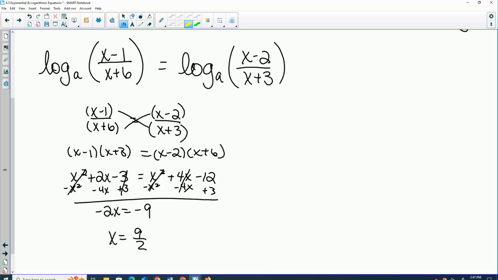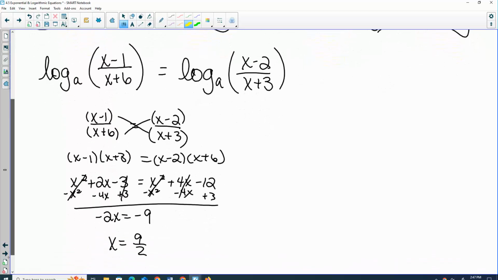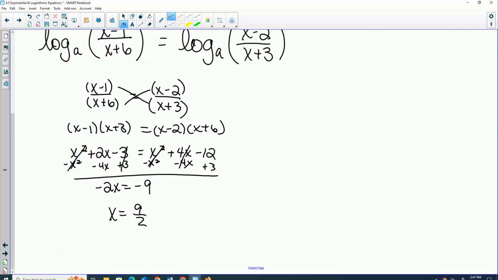So x is 9 halves, or 4.5. And then we just have to check all of them, make sure every argument is positive. So 4.5 minus 1 is positive, 4.5 plus 6 is positive, minus 2 plus 3, all of those are positive. So that is my final answer.